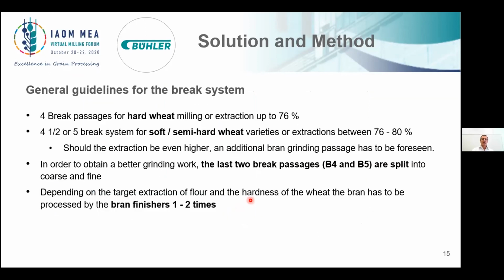Now let's summarize: 4 breaks for hard wheat, 4.5 or 5 breaks for soft semi-hard wheat with extraction 76 to 80, which is more the general mill. Then for the last 2 breaks, in order to have a good separation of the starch from the bran, we usually divide B4 and B5 into coarse and fine, and 2 times bran finishers. I will come back on that topic.